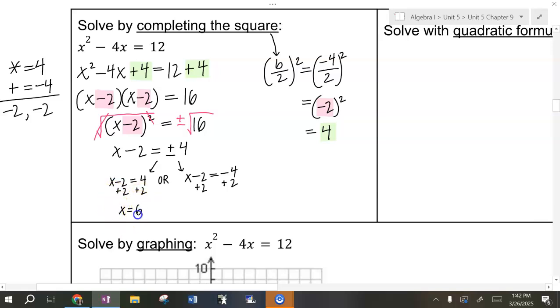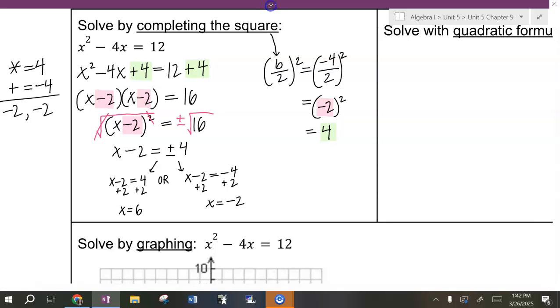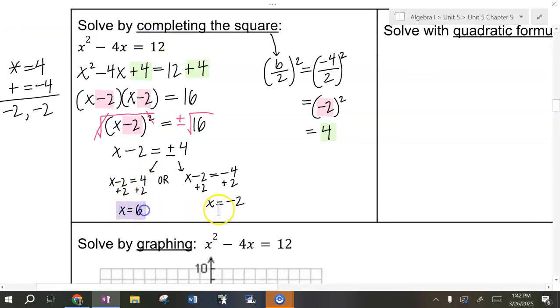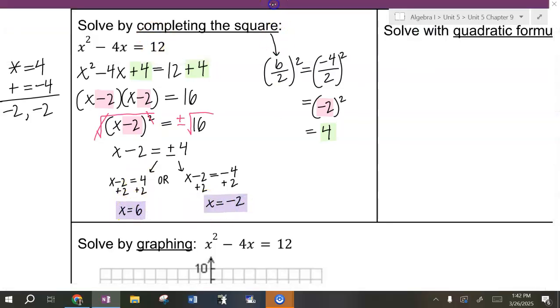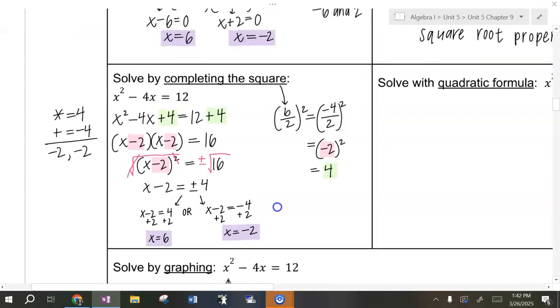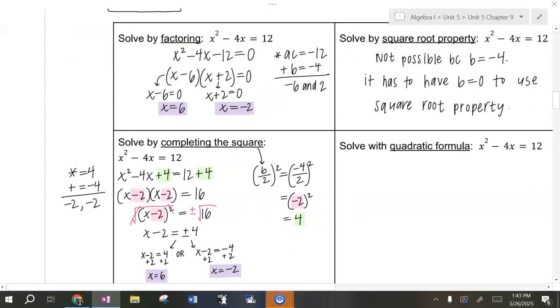For one answer, you should get x equals 6. For the other answer, -4 plus 2, you should get -2. So our two answers are x equals 6 and x equals -2. Notice those are the same two answers that you got when you did factoring. However, it was a lot faster and more efficient to do factoring than it was to do completing the square.